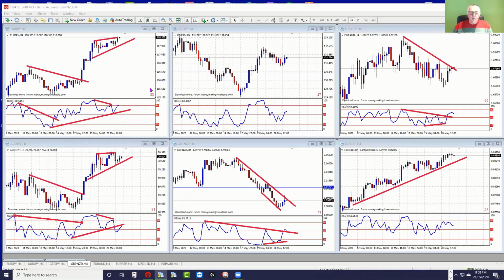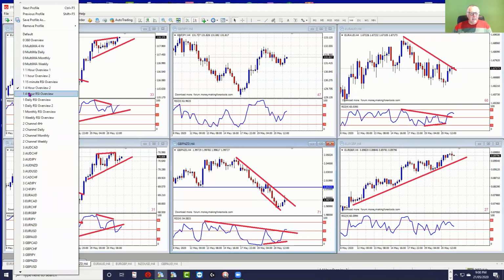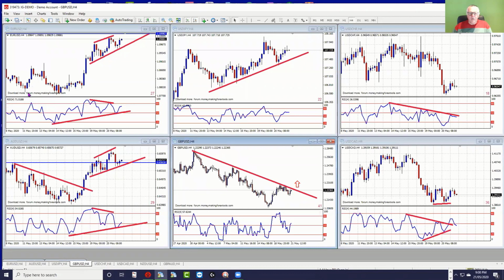But we have identified some really great divergence trades on the momentum indicators, trend line violation confirmation type of trades. So there's quite a lot going on today. And yeah, I hope you've taken note of the ones that I've identified.